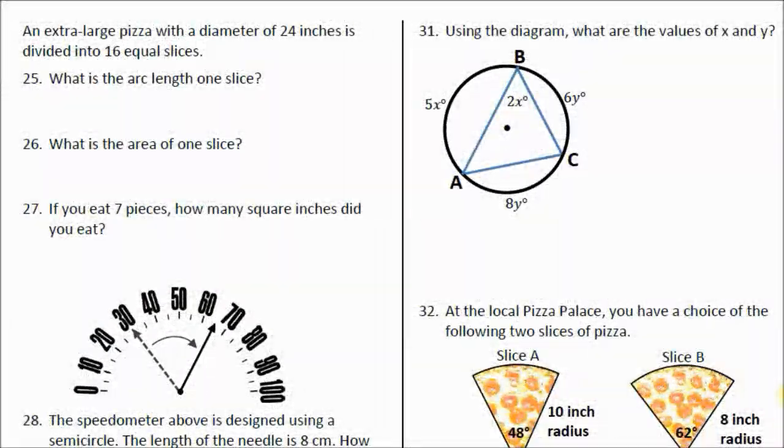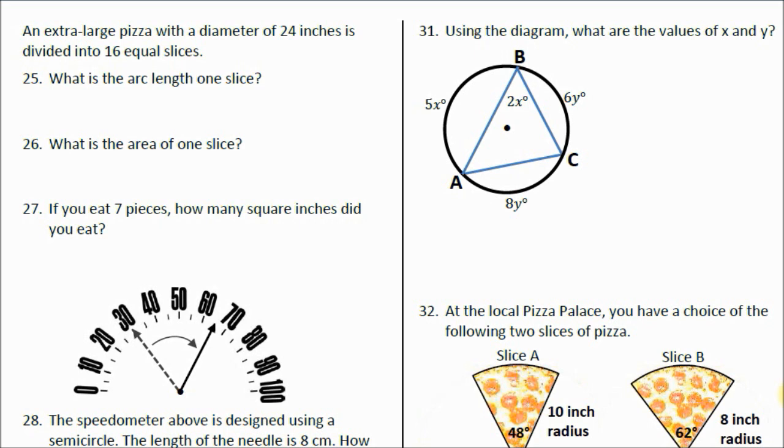This video is starting with question number 25 of the Unit 9 Circles review. Here's number 25. It starts off with the sentence, an extra large pizza with a diameter of 24 inches is divided into 16 equal slices.